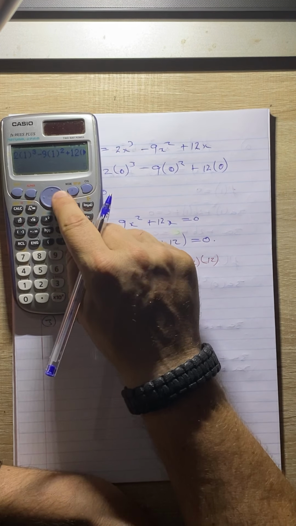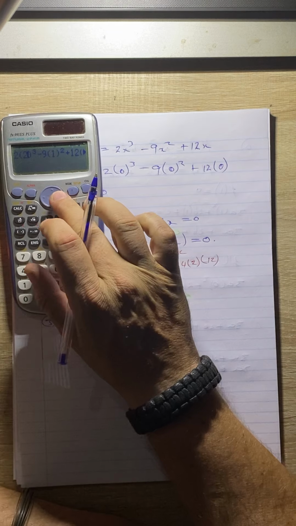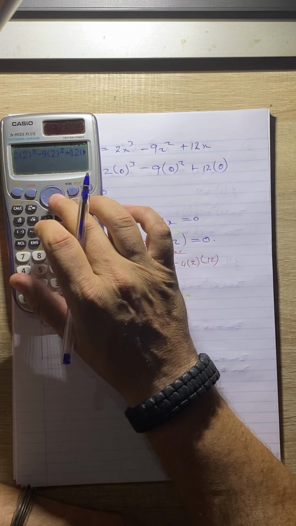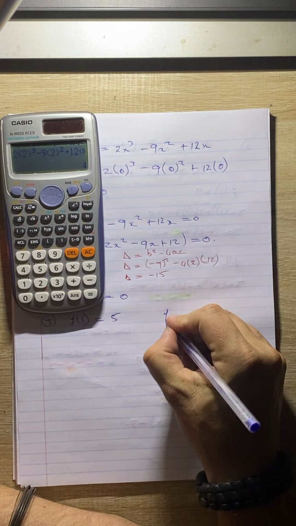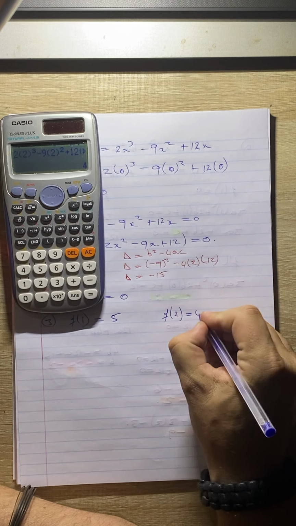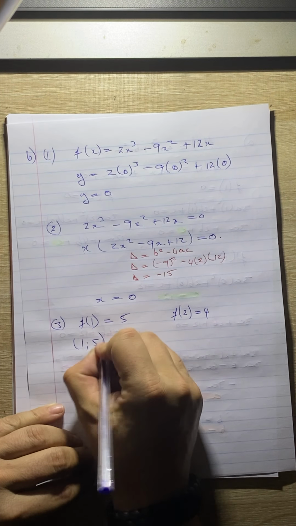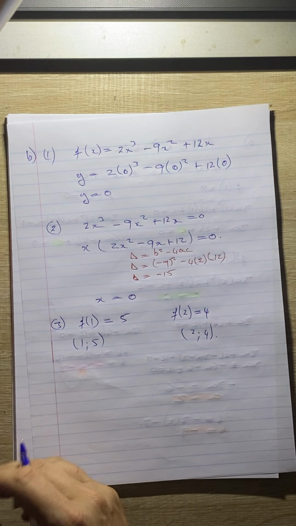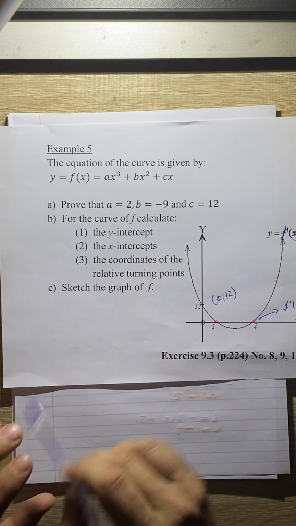Okay, now I'm going to do it for the other x value, which was 2. So we just put 2 in here. So f of 2 gives us 4. So the coordinates of our turning points are going to be (1, 5) and for this one, (2, 4). All right, next question. Sketch the graph of f.